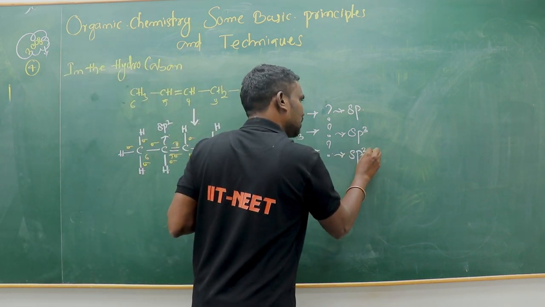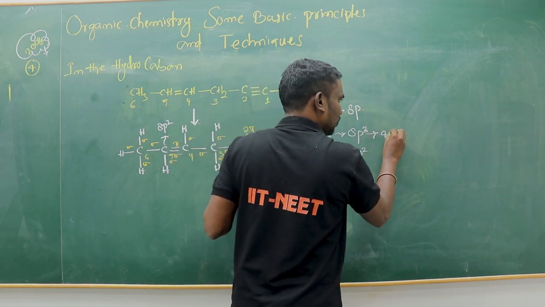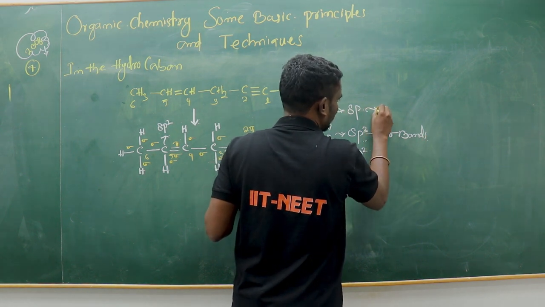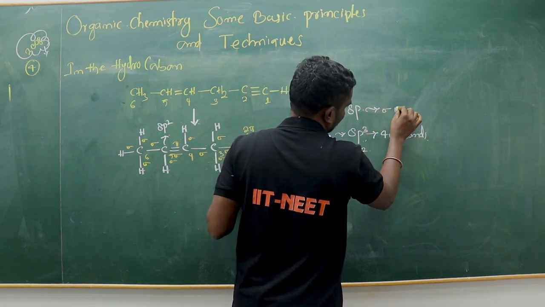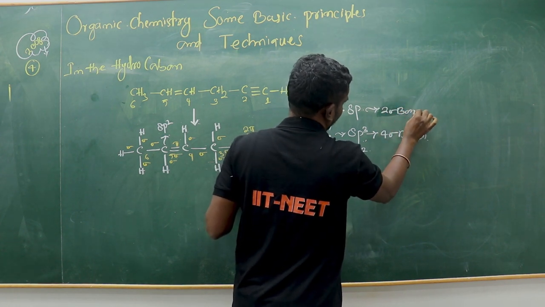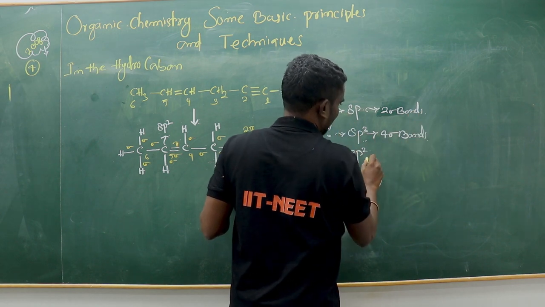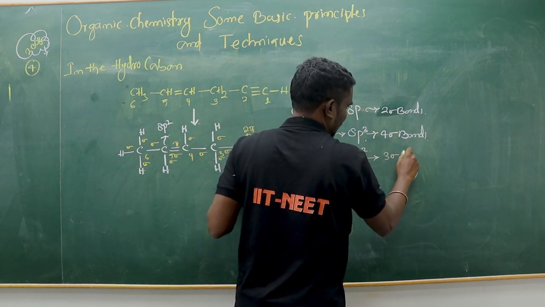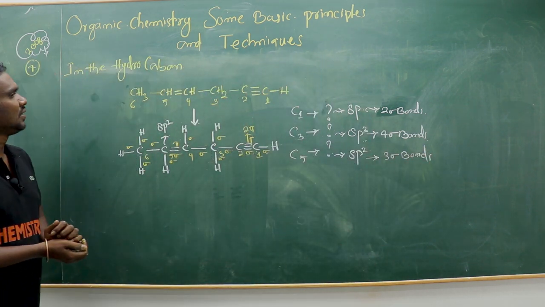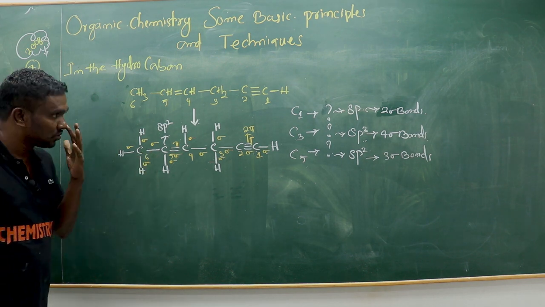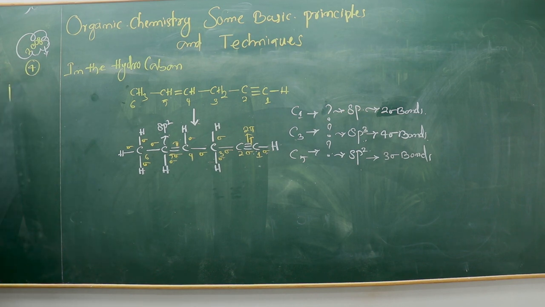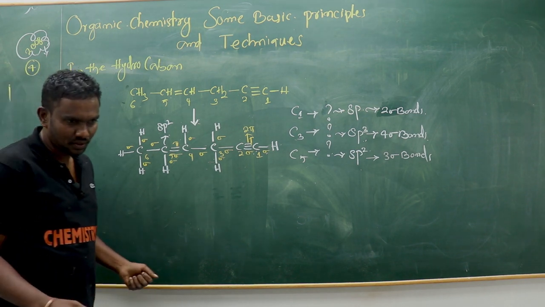What is the conclusion? If four sigma bonds, that means sp3. Two sigma bonds, that means sp. If three sigma bonds, that belongs to sp2. That's all. So this was asked in 2008. Please take down these ideas. Okay, next question.